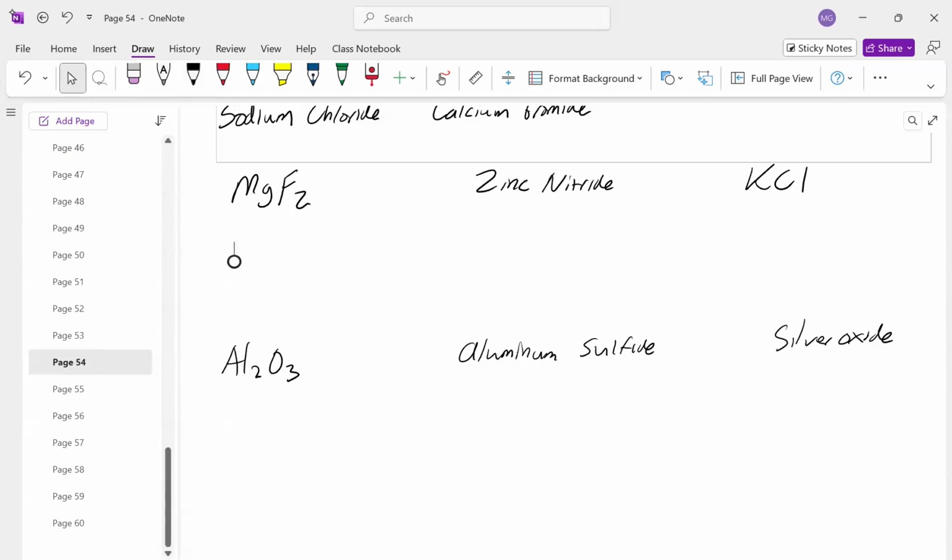So with MgF2, we're given the formula. So just name the cation and then name the anion. But we have the IDE ending.